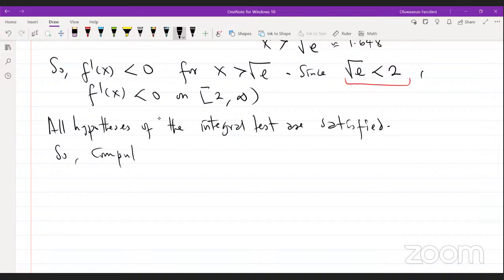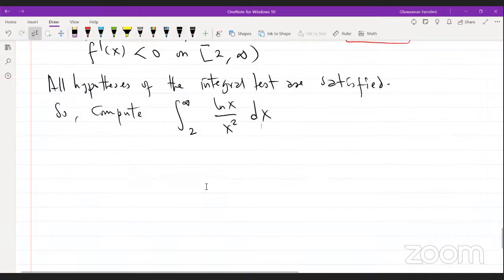We have to compute the improper integral from 2 to infinity of ln of x divided by x squared dx. Now, at this point, you have to rely on your knowledge of integration. So how do we integrate something like this? Any idea? That's integration by parts. Interesting, right? ln of x divided by x squared dx.